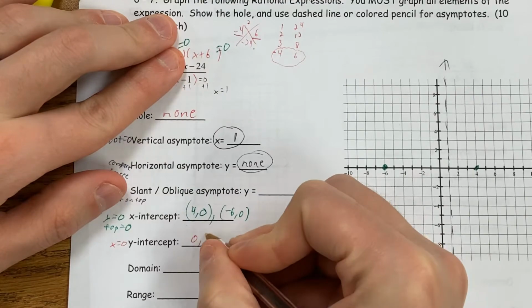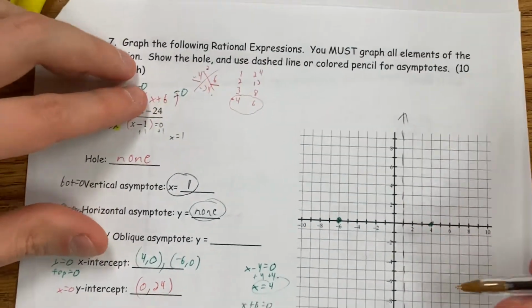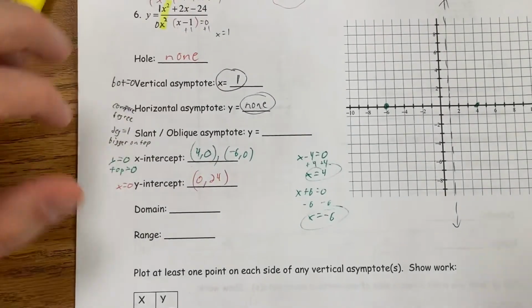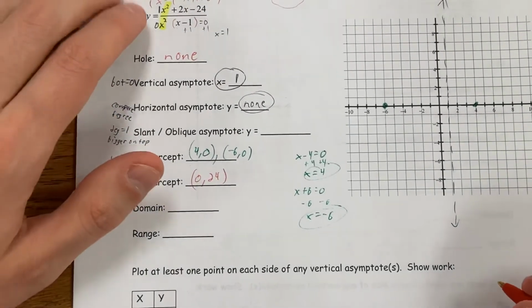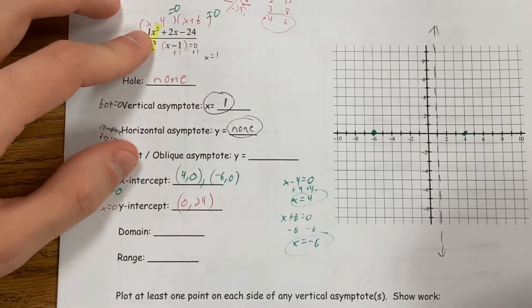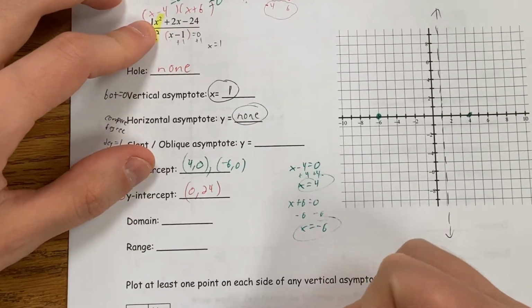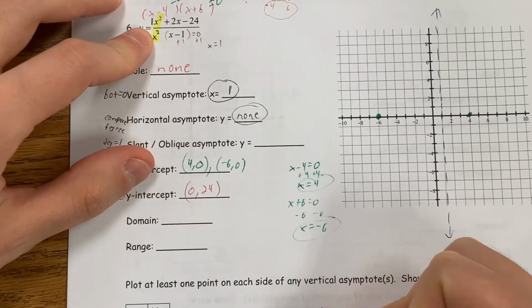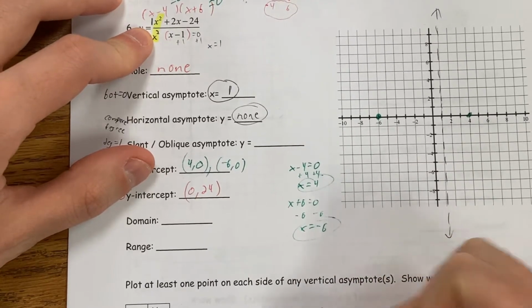So 0, 24. Which obviously is off the charts, so I'm not going to graph it. All right, so now we'll go forth and do the actual slant asymptote. What you have to do for this is long division. X minus 1 going into x squared plus 2x minus 24.